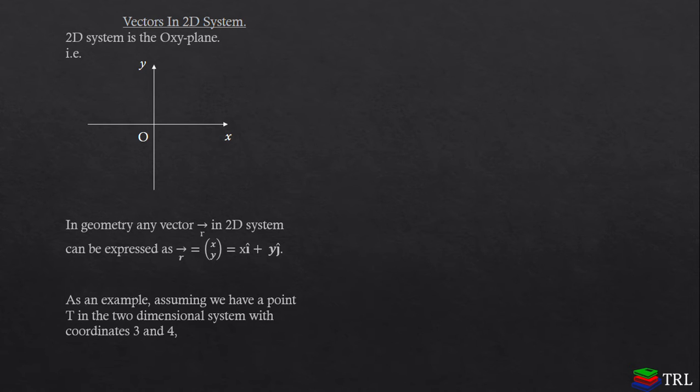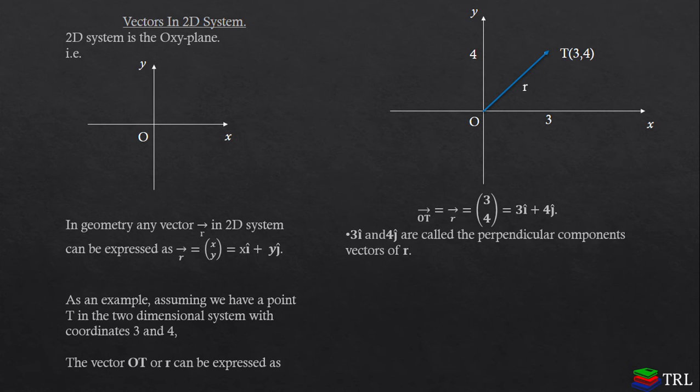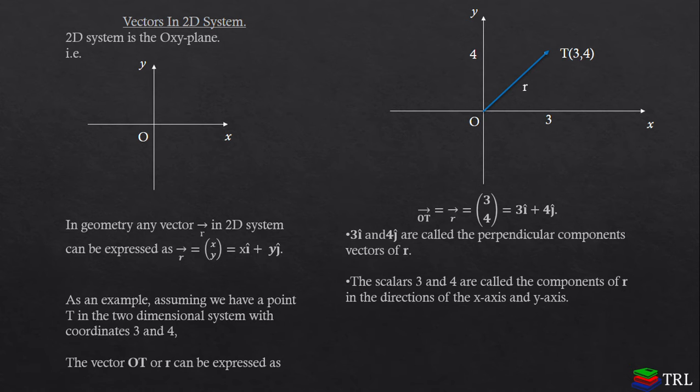As an example, assuming you have a point T in the 2-dimensional system with coordinate (3, 4), the vector OT or the vector r can be expressed as vector OT equals vector r equals (3, 4) equals 3i plus 4j. Note that 3i and 4j are called the perpendicular components of vector r. The scalars 3 and 4 are called the components of r in the direction of the x-axis and y-axis.